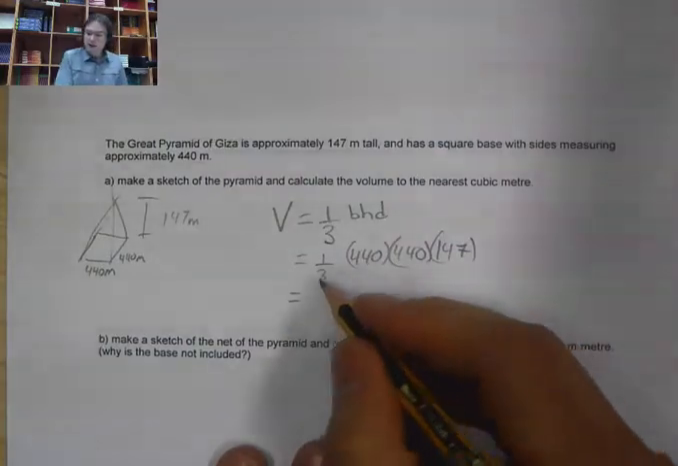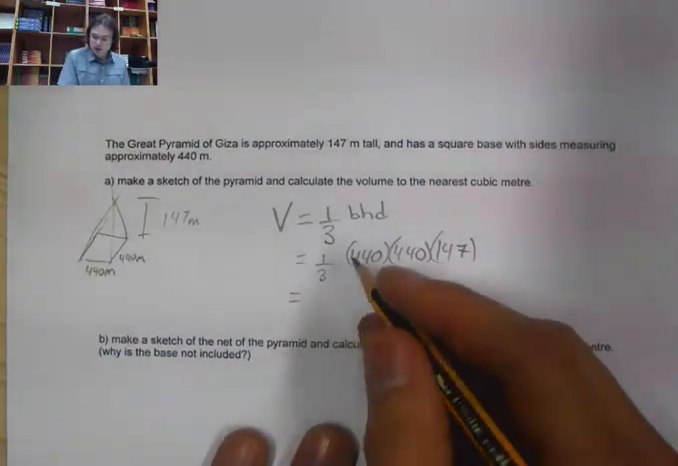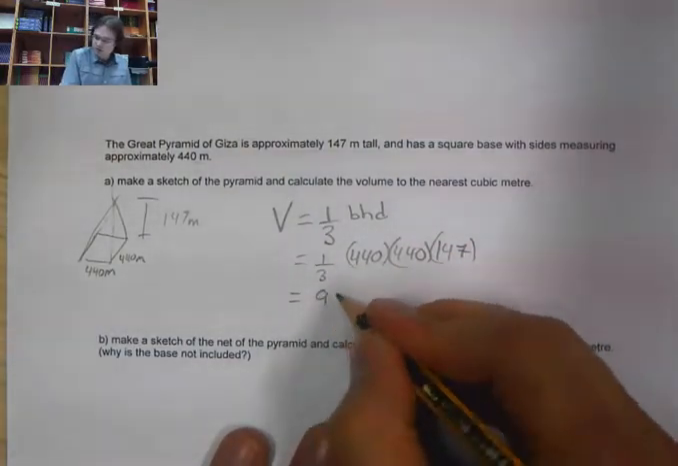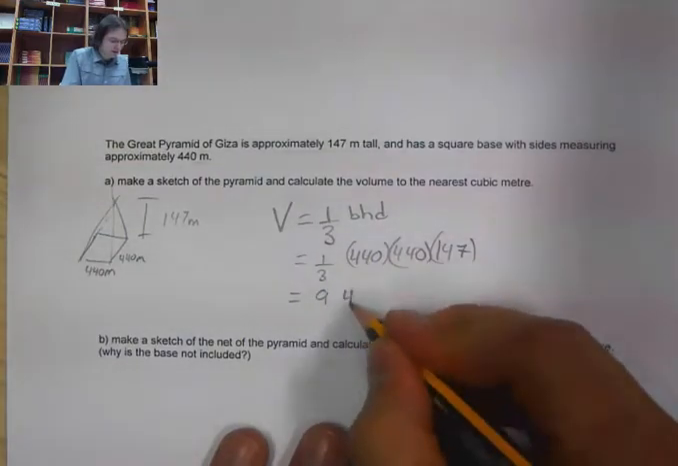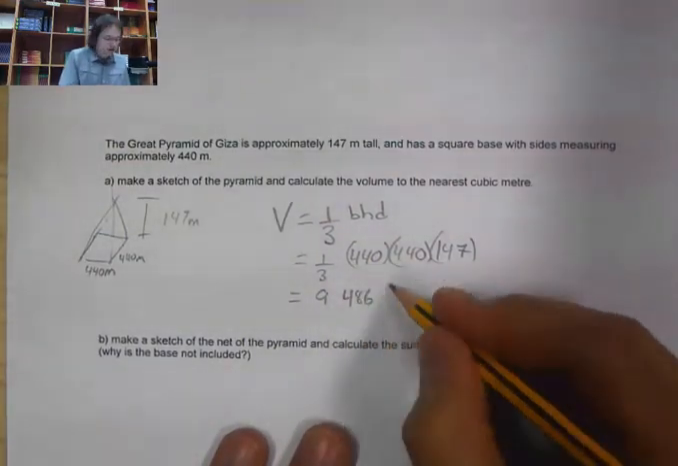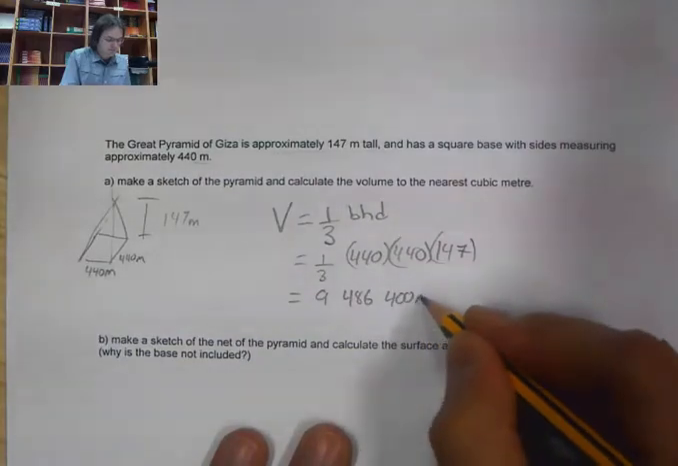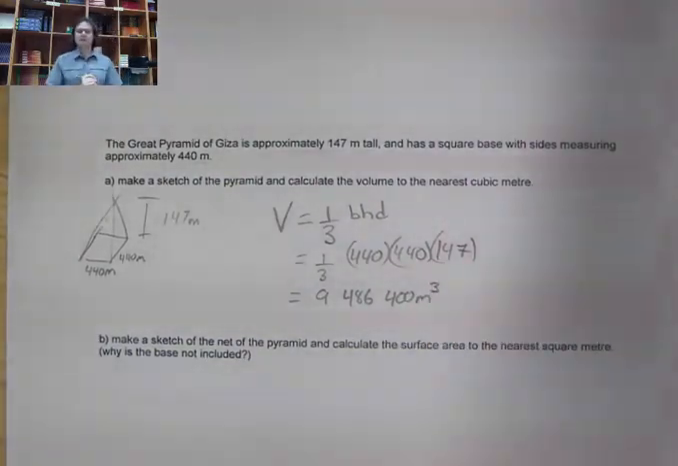So I'm going to end up getting, when I do this, a total of 9,486,400 meters cubed. And that is my volume.